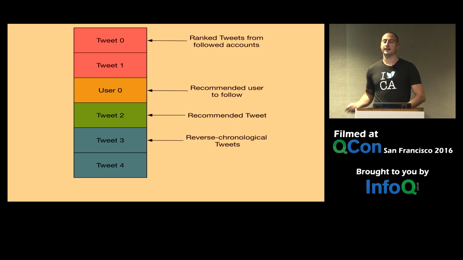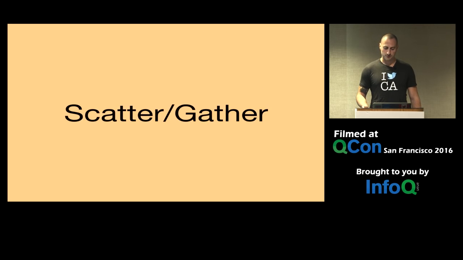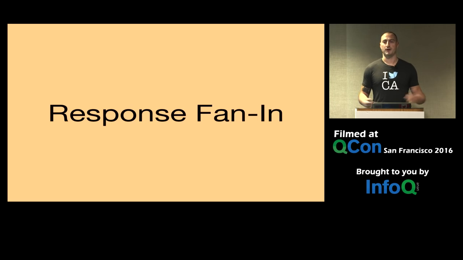It's more like a Twitter entity stream, a collection of objects from different accounts. Recommended tweets from outside of the user's following network. And lastly, you can still throw in some reverse chronological tweets to keep the real-time feel of Twitter alive. And that's where I'm going to talk a bit about scatter gather, or as sometimes we call it, response fan-in.